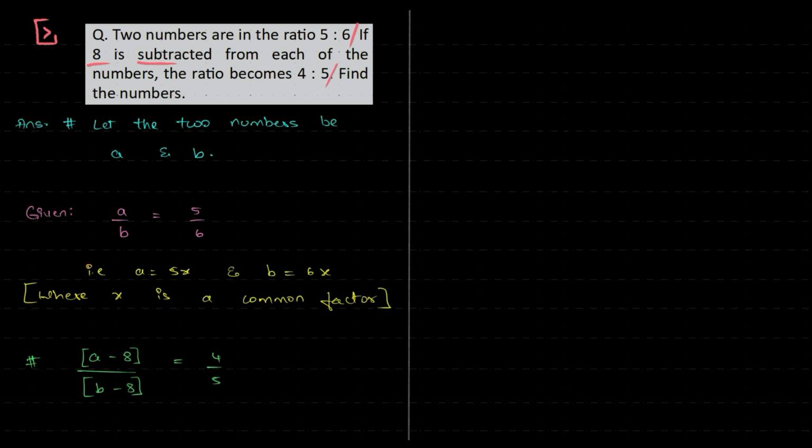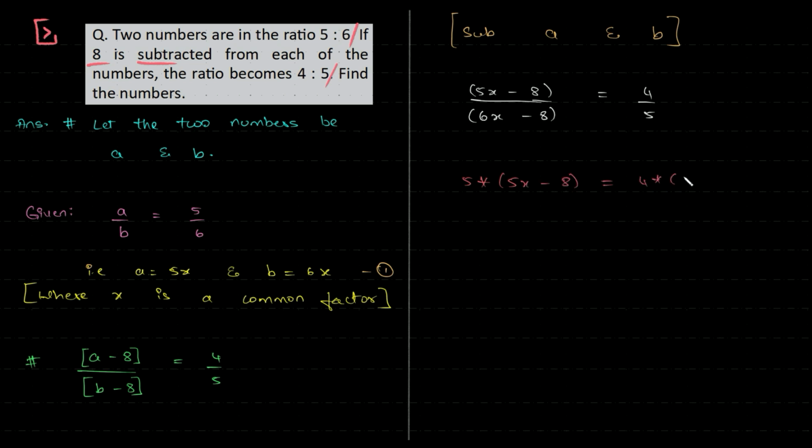But A and B is something else altogether. So substituting A and B, right? So we're going to substitute A and B. What happens? Your equation turns to (5x minus 8) divided by (6x minus 8) is equal to 4/5. Right? Now going to cross multiply and solve it. You find x, you'll be able to find the other two numbers. Okay, simplify this for x and we are done.